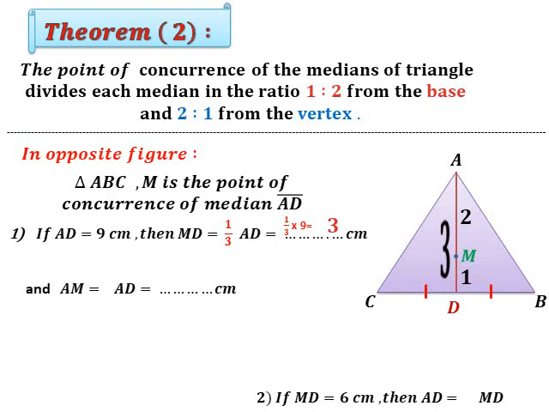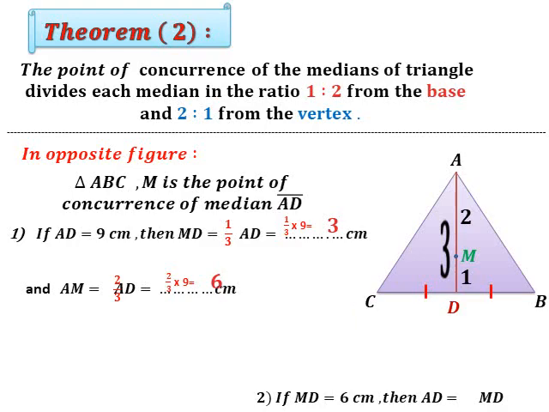What about AM from AD? AM is 2 from 3. So it equals 2 over 3 times 9, which equals 6. Don't forget that.